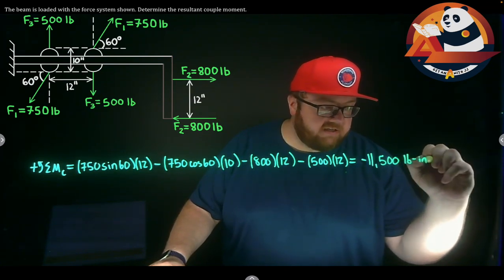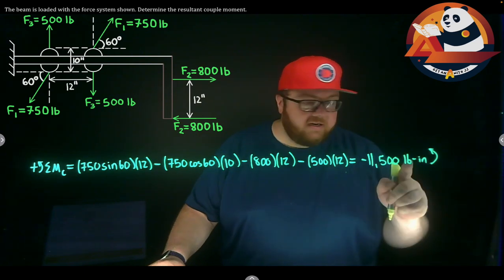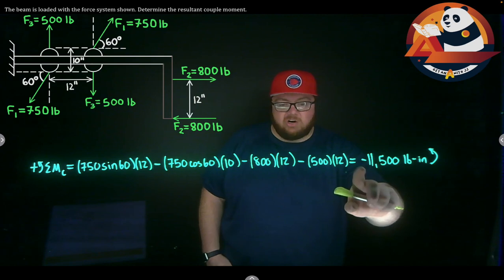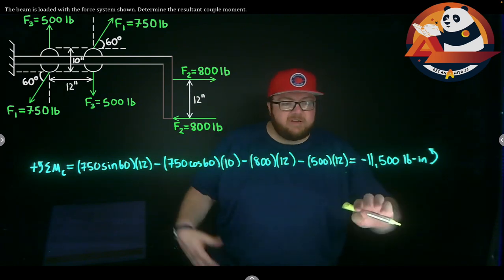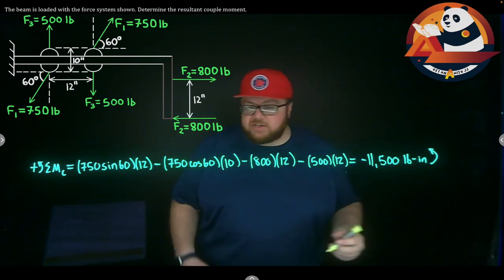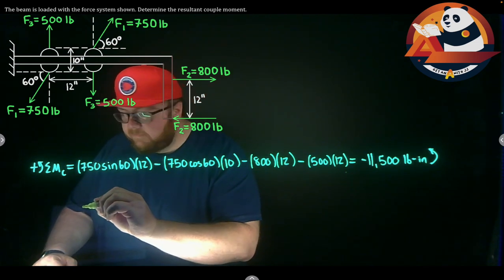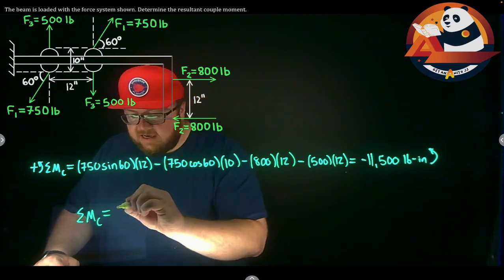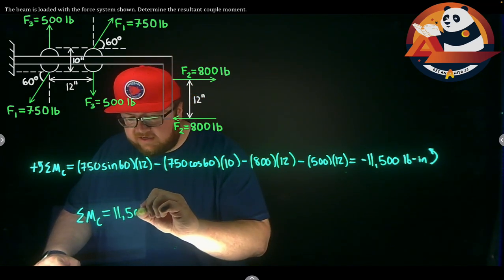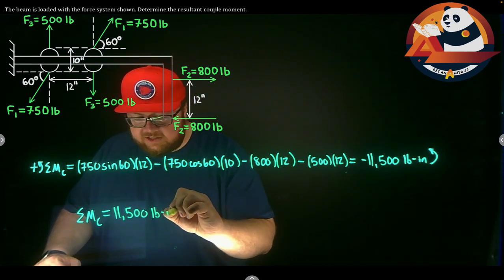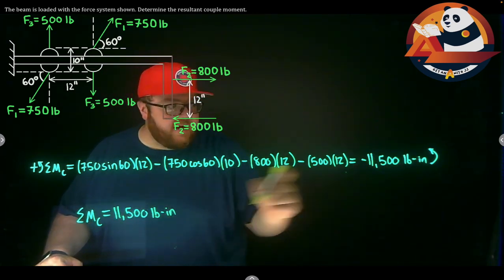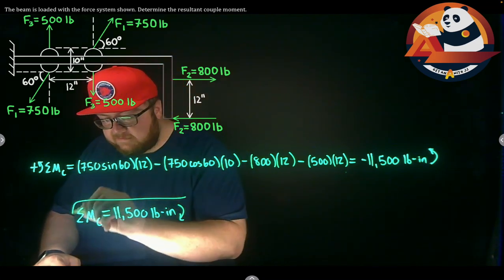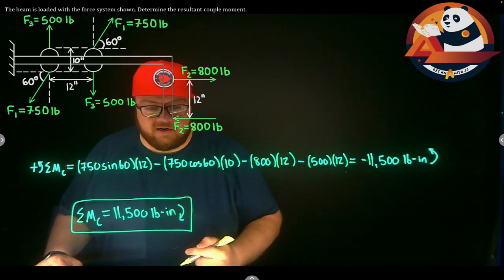pound inches going counterclockwise. Negative counterclockwise is the same thing as a positive clockwise. Let's always report any moment-related thing as a positive with the correct rotation direction on it. So the sum of our couple moments is 11,500 pound inches, and we drop that negative, so we need to change our direction here, going clockwise with that. And that would be our answer.